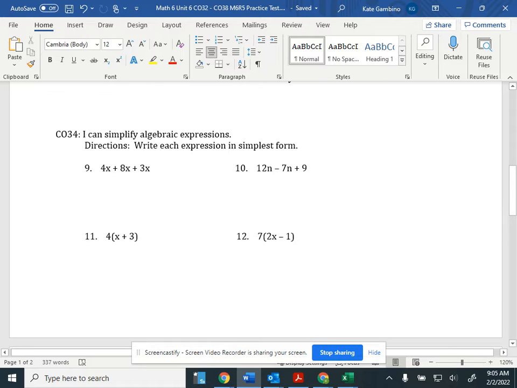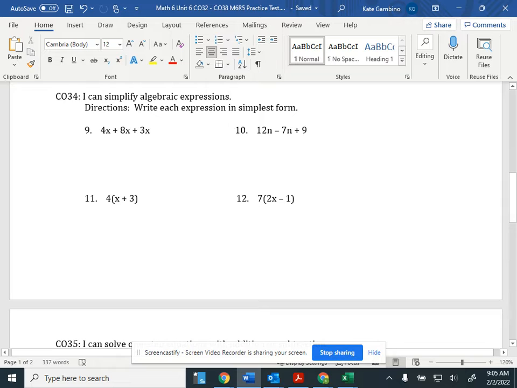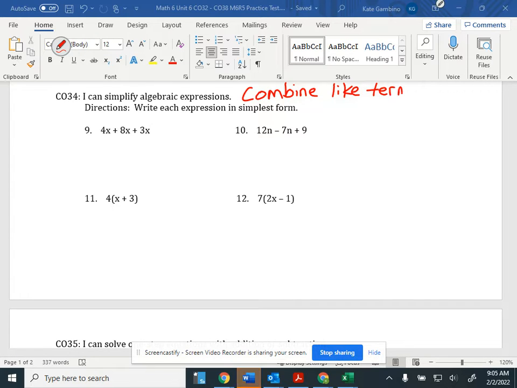All right, CO34. I can simplify algebraic expressions. Oy, a lot of us forgot how to simplify. Remember, simplifying the expressions means you're combining like terms. So you need to see which variables are the same, which constants don't have the variables. Combine the constants, combine the same variables.